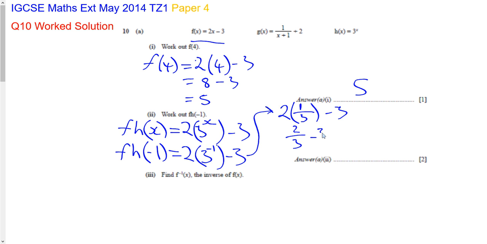minus 3. Now you can just pop this into your calculator if you like, or I can show you how to do it manually. 3, if I want to convert that to the same denominator, is going to be 9 over 3, so minus 9 over 3, and then we'll end up with minus 7 over 3. Or if you want a mixed number, that's -2 with 1 over 3 left over. Okay, so that's the second part.